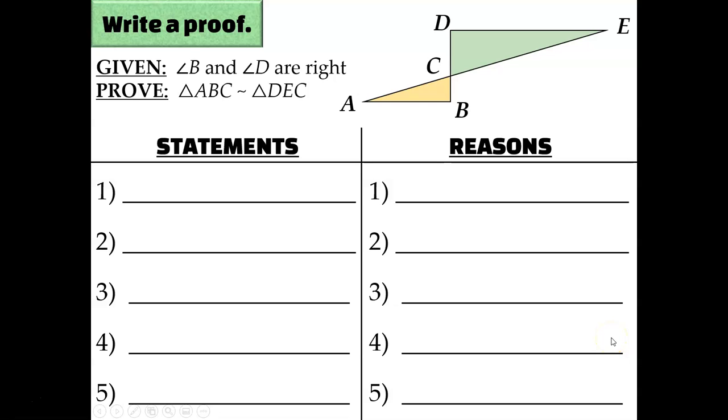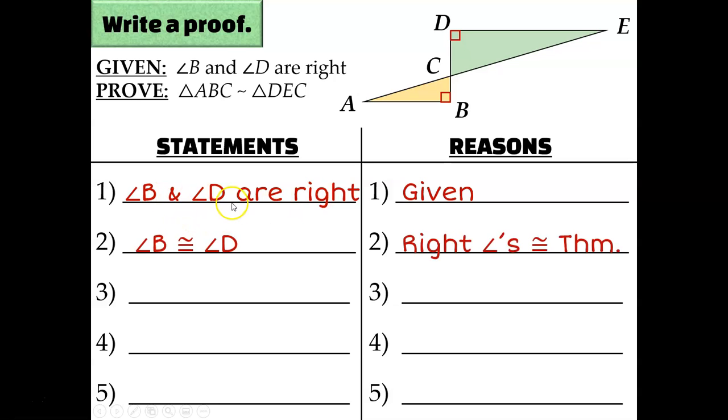Our final proof tells us that angle B and angle D are right angles. So I'll write that down for my first statement, say that it's given, and label my diagram. Our goal is to prove that these two triangles are similar to each other, and knowing that I have right angles doesn't really help me. I need to know that I have congruent angles. Thankfully, we have the right angles congruence theorem, which allows us to say that if two angles are right, then they are congruent. So instead of labeling these as right angles, I'd rather that they were labeled with congruent symbols.